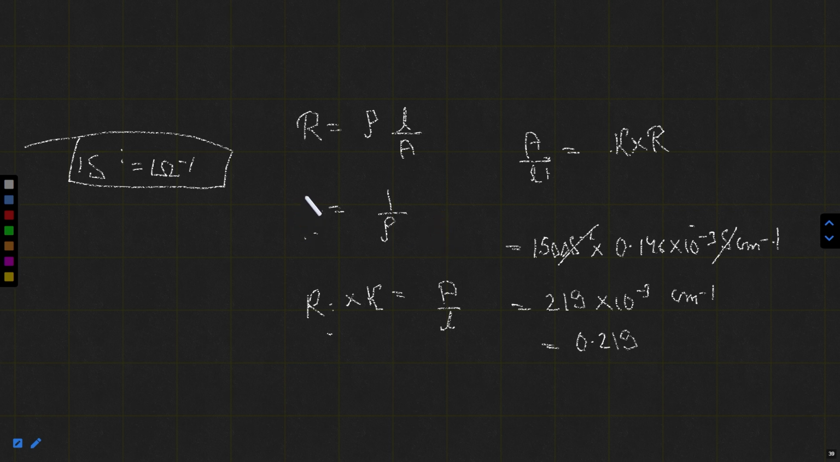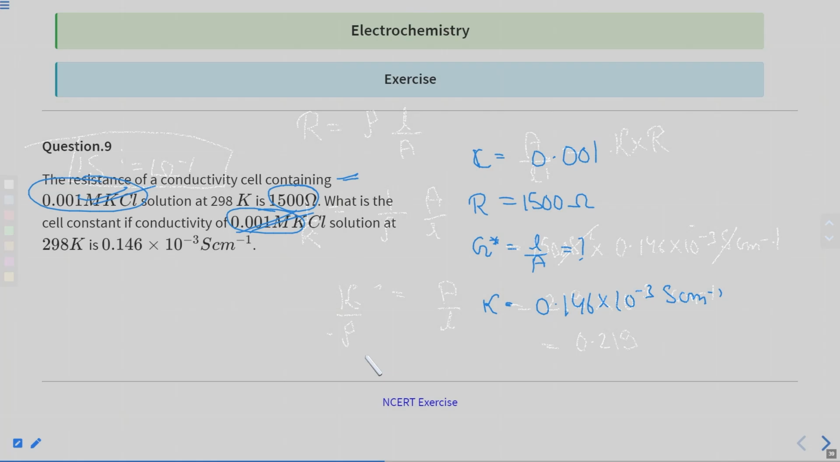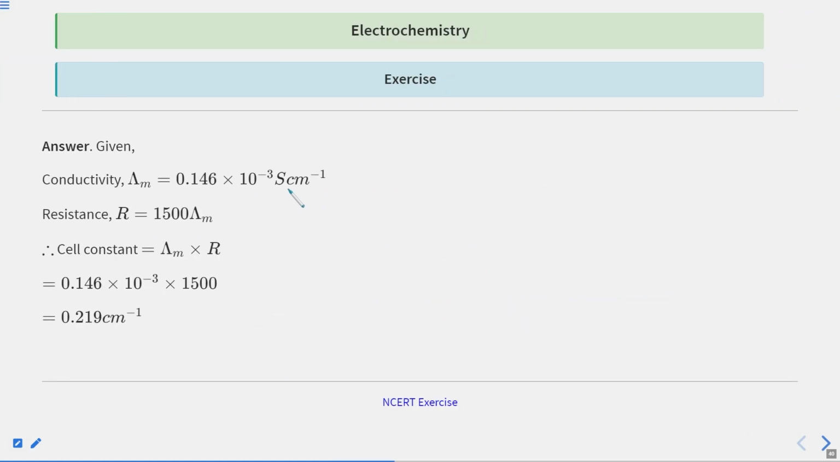So have we done something wrong here? We have 1 by R, 1 by rho, A by L. So this will be multiplied here. It will be kappa by rho. Let us see the solution to find where we are making a mistake. Lambda m is this much, R is this much. Cell constant is lambda m multiplied by R. So we just multiply it and you will get your answer. Let us see this question at the last. We'll try it one more time.